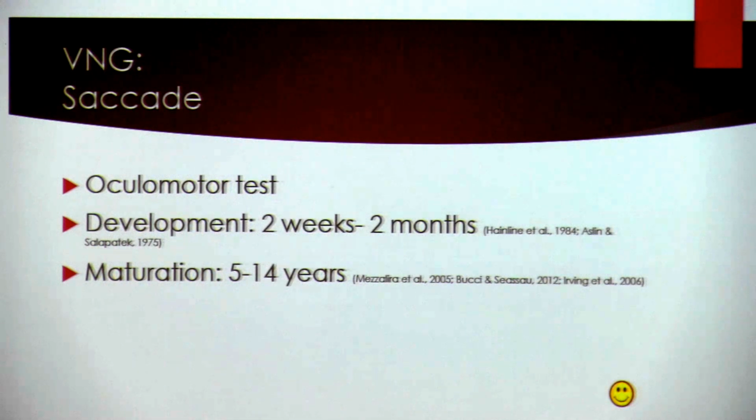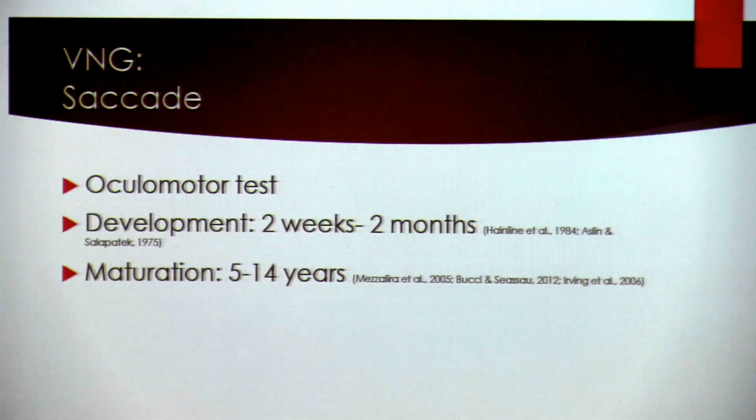There was no normative data for this test, but we wanted to look at when a person could developmentally do this study, in order to obtain normative data. The study showed 2 weeks to 2 months. Until normative data is collected, though, you have to compare it to adult normative data. You can start doing that at 5 to 14 years.